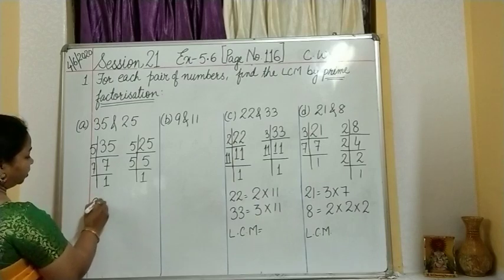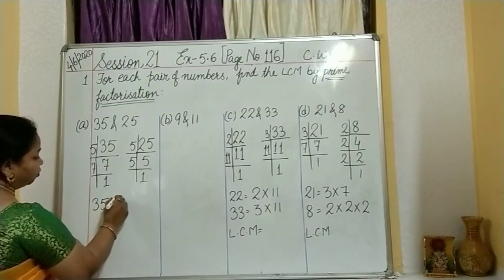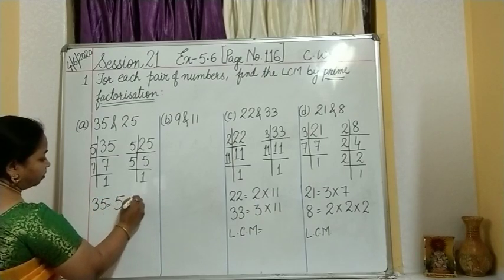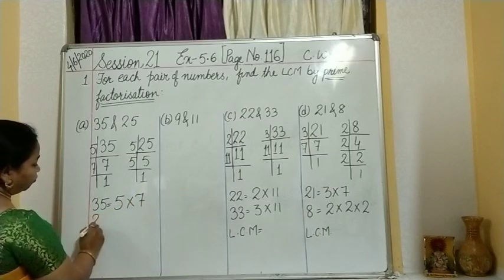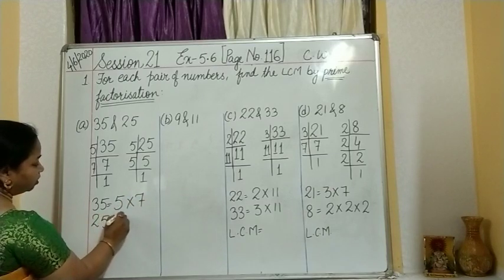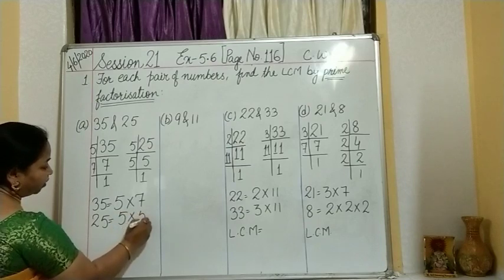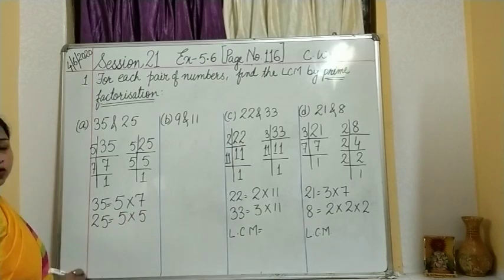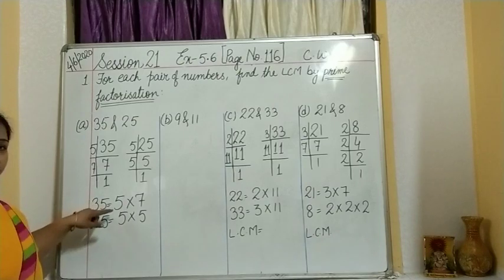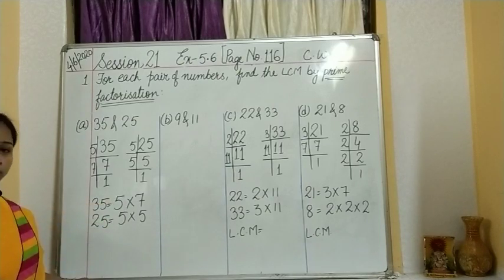So for 35, what are the prime factors we have got? 5 multiplied by 7. And for 25, what we have got? 5 multiplied by 5. Yesterday I taught you how to find out HCF. For HCF, what did I ask? You have to circle the number which is in common.